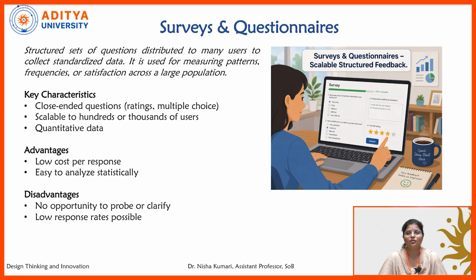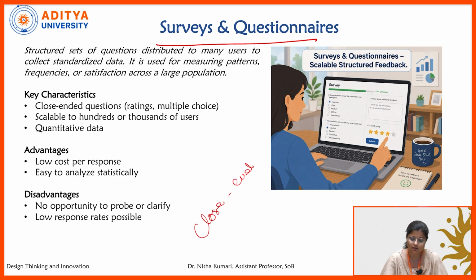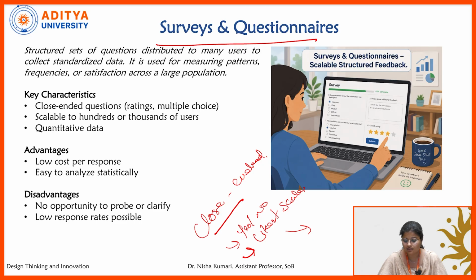Then after interviews come surveys and questionnaires. In surveys and questionnaires, what happens is we will be having solely close-ended questions. So now in close-ended questions, what is happening? Either you can simply give them yes or no options, or you can use a Likert scale. Now what is a Likert scale? A Likert scale can be 5 point or 7 point, whatever it is.